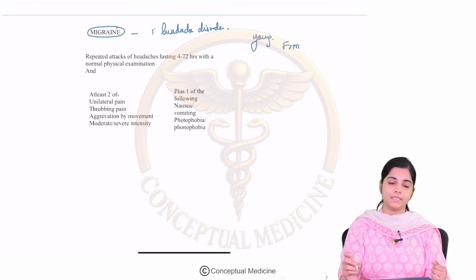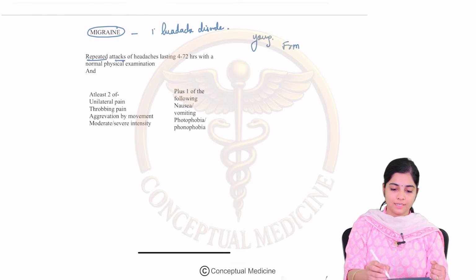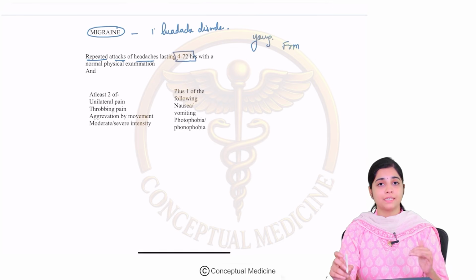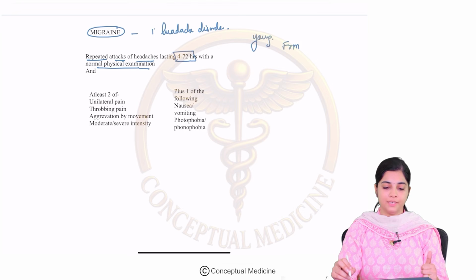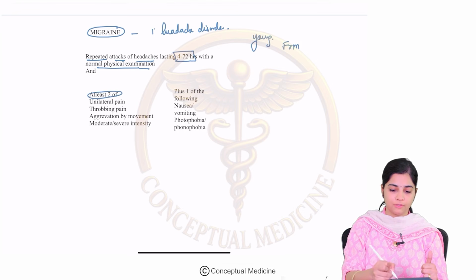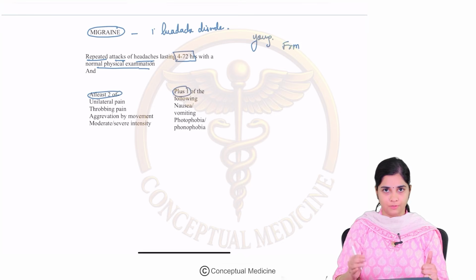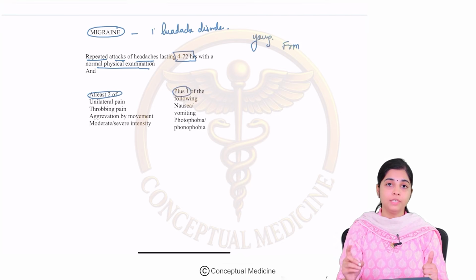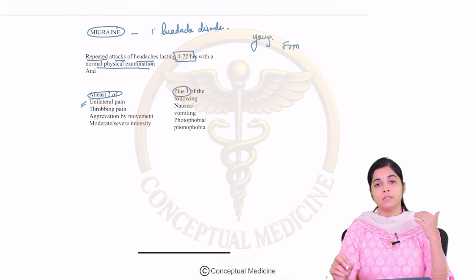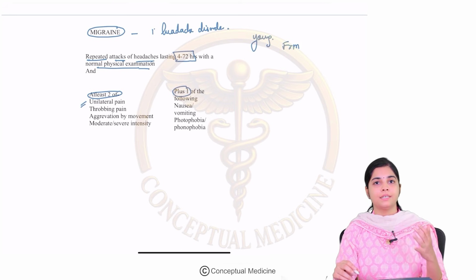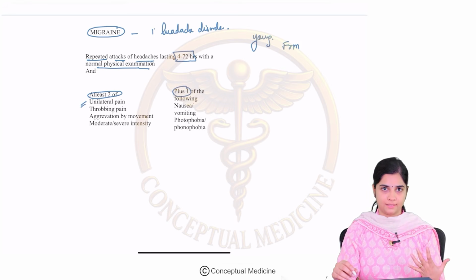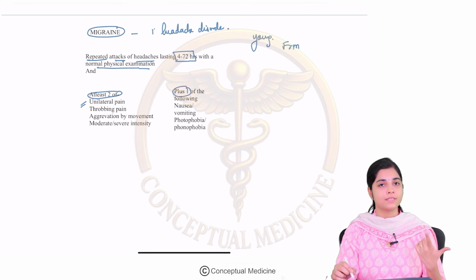Okay, so this migraine headache is characterized by repeated attacks of headaches which last from 4 to 72 hours with a normal physical examination. And you have at least 2 of the following features plus 1 of the following features. So what is it? It is a unilateral headache. Always remember the onset is unilateral, but it can then extend and involve bilateral areas as well.